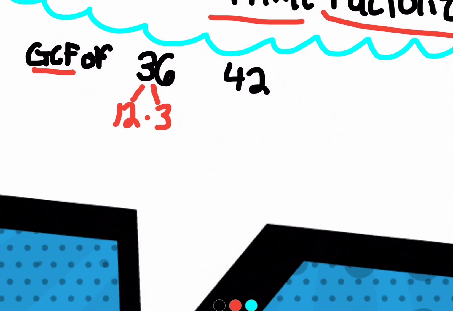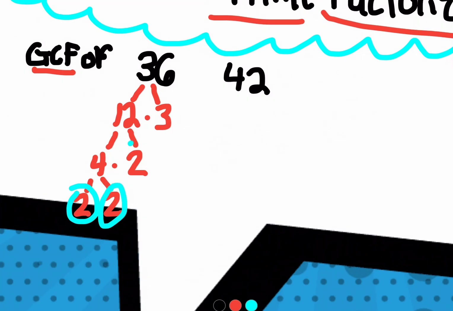3 can't be broken down. I can break down 12 into 4 and 2. I can break down that 4, but I can't break down that 2. I'll break it down into 2 and 2. So my prime factorization would be 2 times 2 times 2 times 3. So my prime factorization of 36, I'll write it over to the side in a minute, is 2 times 2 times 2 times 3.